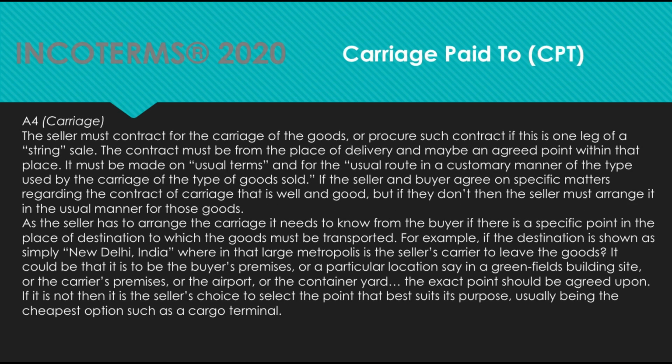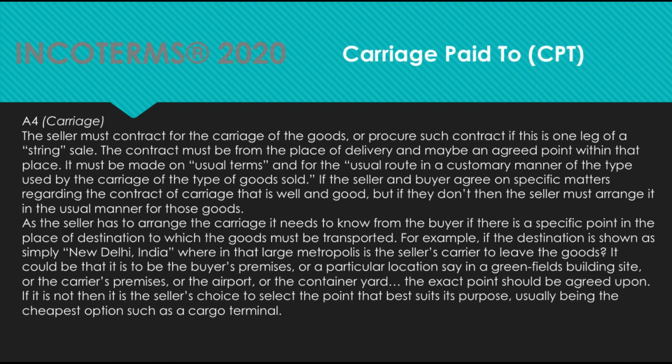A4. Carriage. The seller must contract for the carriage of the goods or procure such contract if this is one leg of a string sale. The contract must be from the place of delivery and may be an agreed point within that place. It must be made on usual terms and for the usual route in a customary manner of the type used for the carriage of the type of goods sold. If the seller and buyer agree on specific matters regarding the contract of carriage, that is well and good. But if they don't, then the seller must arrange it in the usual manner for those goods.